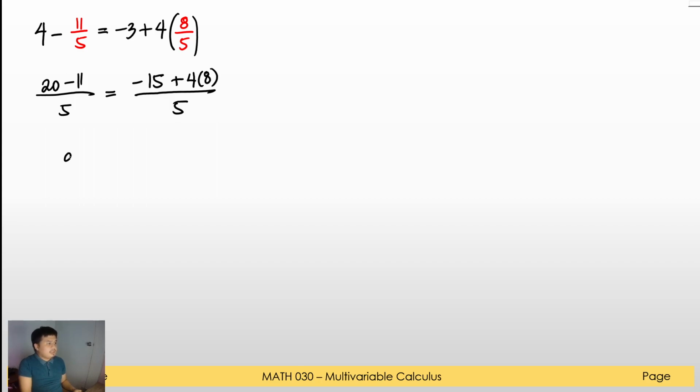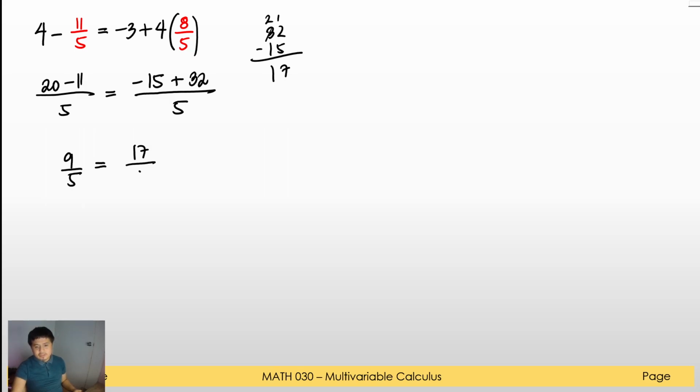Okay, so this will be 9 over 5. This will be, so 4 times 8 is 32. So 32. So negative 15. So we can see already that this is not equal, no? So 15, this will be, so 12, so 17. So 17 over 5. So we can see that this is not consistent with our solution.